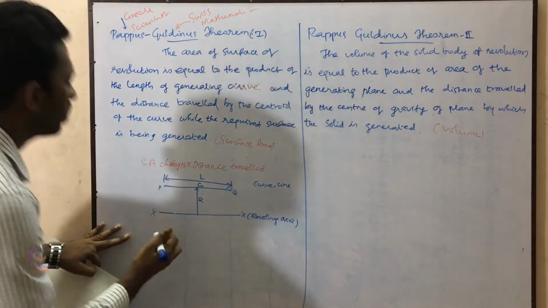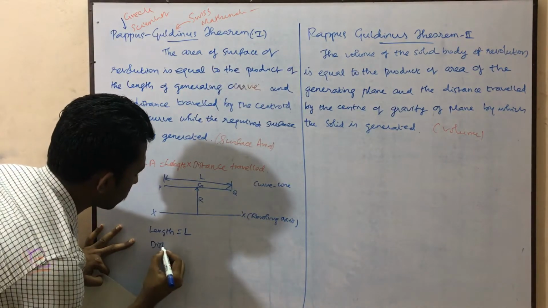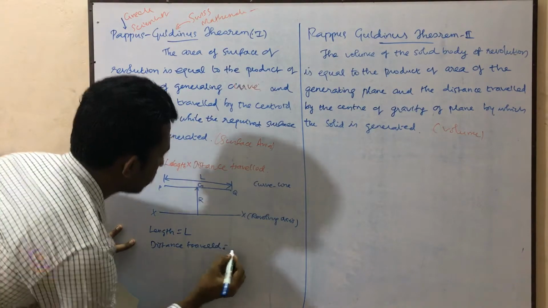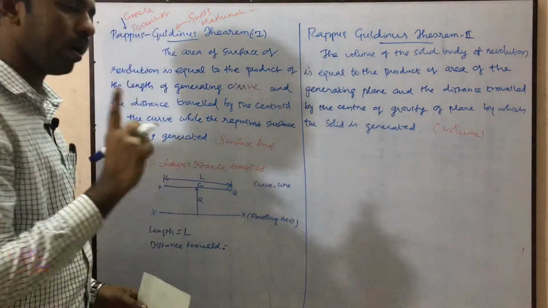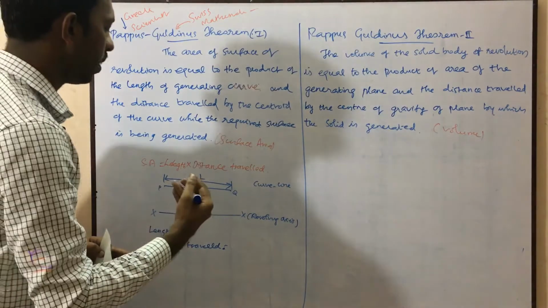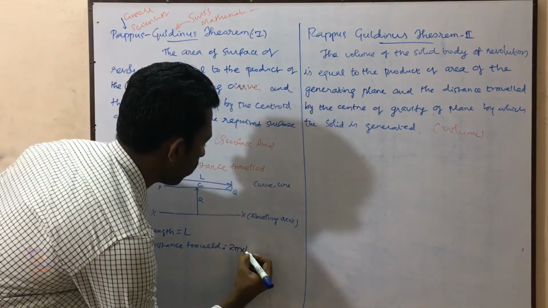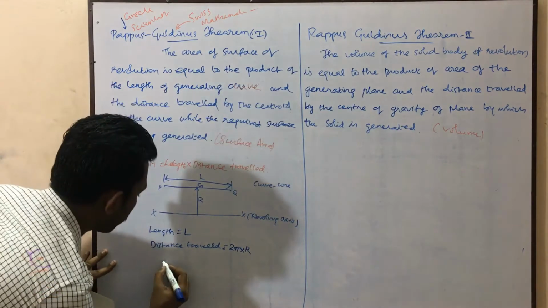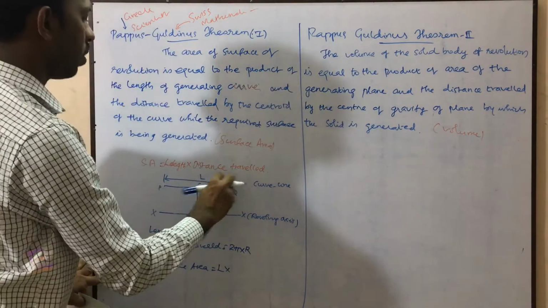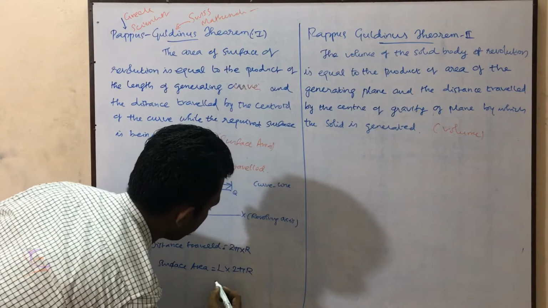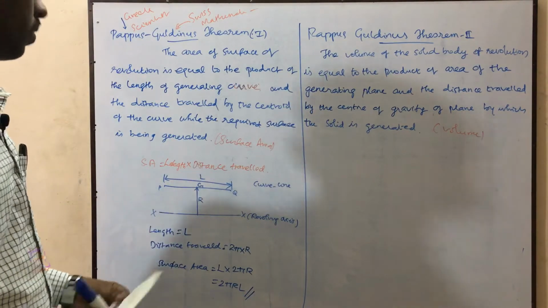So the length of the curve is taken as L, and the distance travelled: if this centroidal point completes one revolution, the total distance travelled will be 2 pi into this distance R. So the surface area is equal to length L into the distance travelled, 2 pi R, that is 2 pi R L. This is the formula for the surface area of a hollow cylinder.